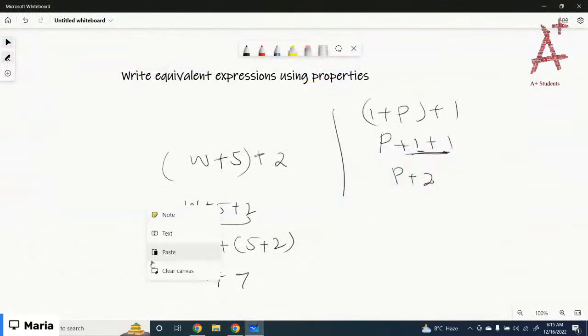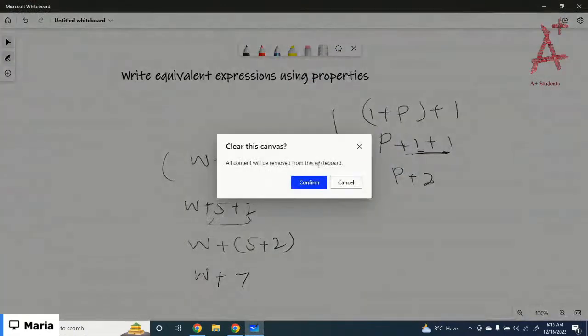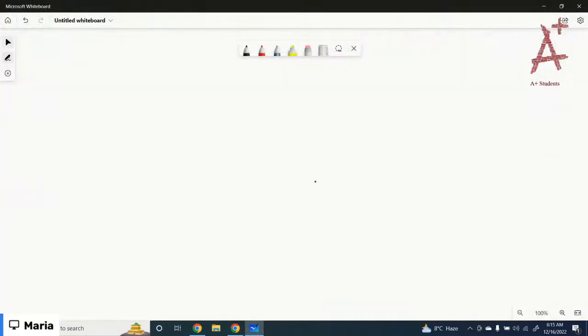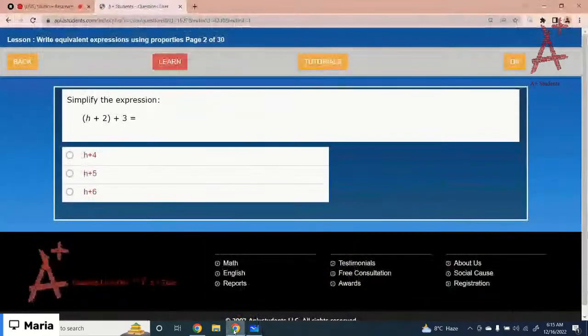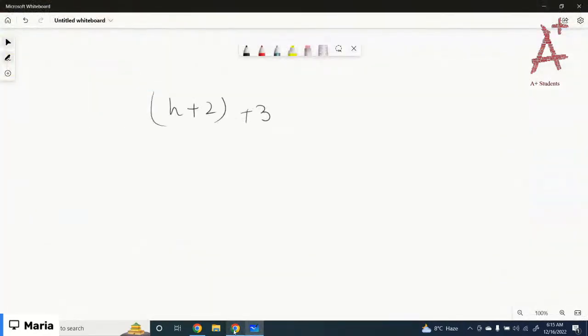Okay, so the second one is h plus 2 plus 3. First of all, we have to remove the bracket. So it would be h plus 2 plus 3. That is the commutative property. Got it? In commutative property, we know that the order doesn't matter in case of addition. Either you write 3 plus 2 or 2 plus 3. Both of them have the same answer. Got it? So it would be then h plus 2 plus 3.